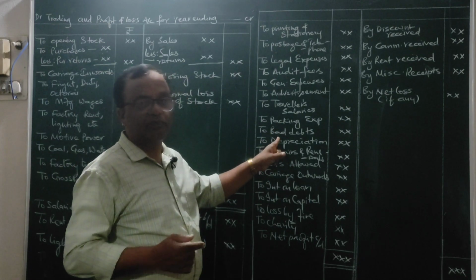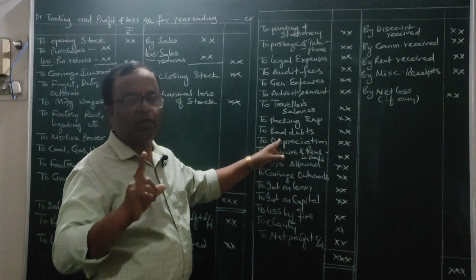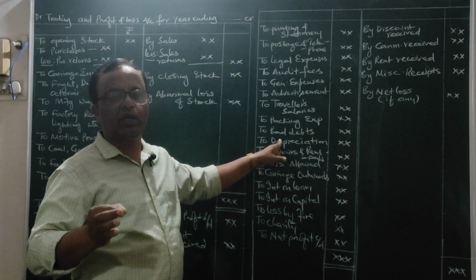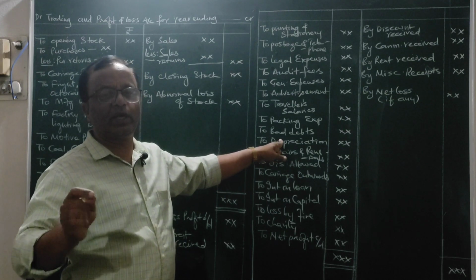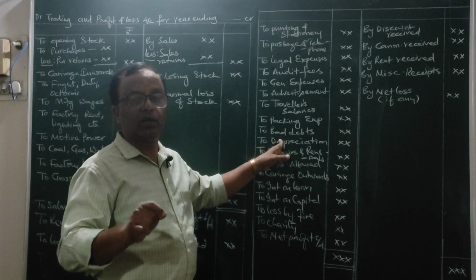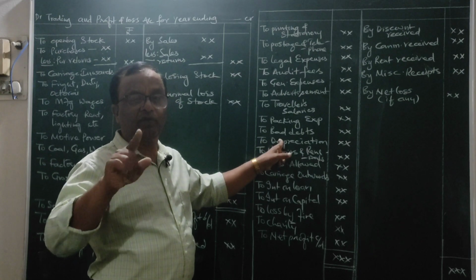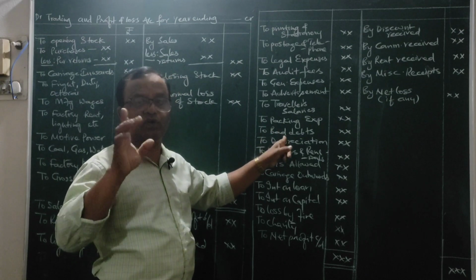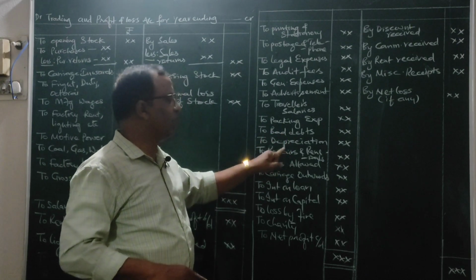Bad debts. Observe this bad debt. What is it? Bad debt is purely a loss. Debt means the amount due from the debtor. If the debt becomes irrecoverable, we call it a bad debt. Bad debt will be written off from the books, cancelled by debiting to the profit and loss account because it is a loss. Bad debt.